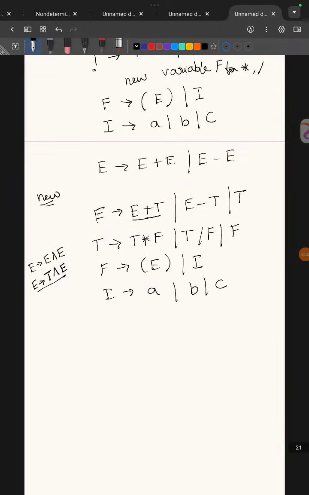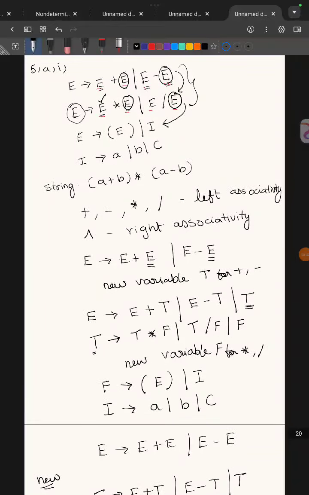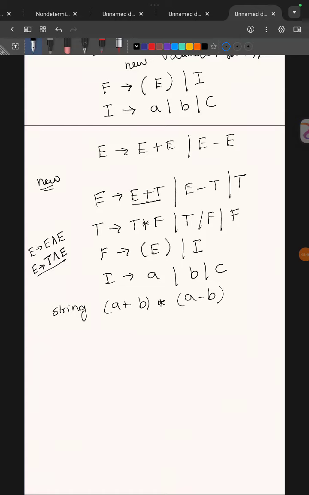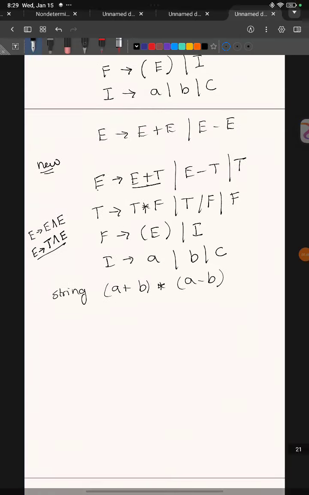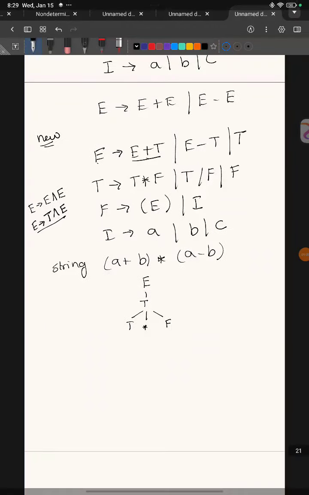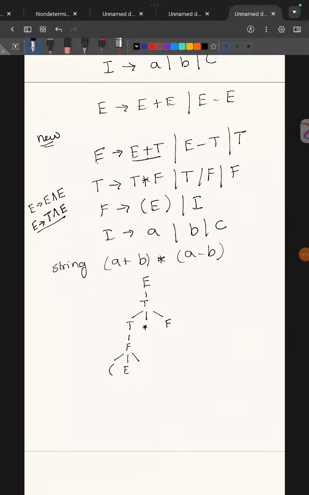Now F derives E bar I, and I derives a or b or c. Done. Now they have given you a string: a plus b star a minus b. So the string is a plus b star a minus b. For that we will derive a parse tree. Now E will derive T. Now T will derive T star F. Now T can derive F, which can have open braces E closed braces.